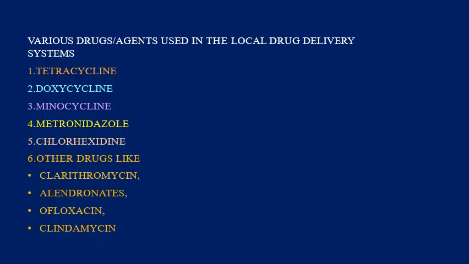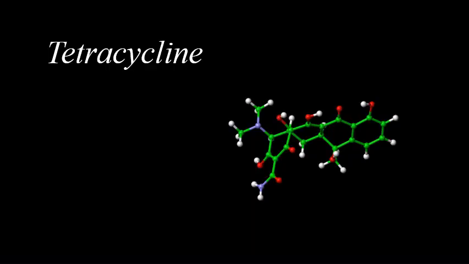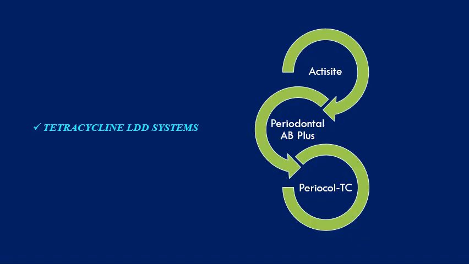So the various agents or drugs that are used in local drug delivery include tetracycline, doxycycline, minocycline, metronidazole, chlorhexidine, and other drugs like clarithromycin, alendronate, ofloxacin, and clindamycin. So coming to tetracycline, the tetracycline LDD systems are Actisite, Periodontal AB Plus, and Periocol TC.